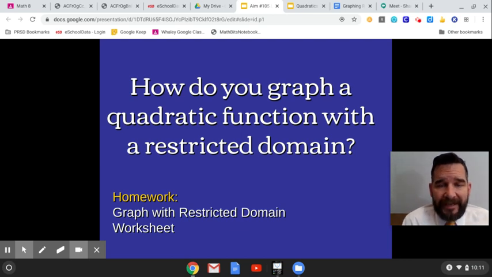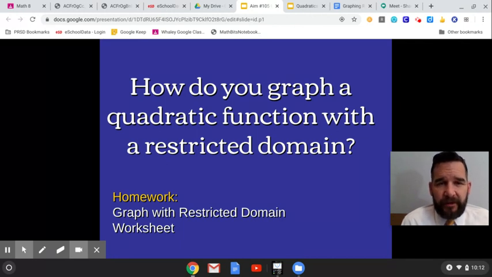Hey guys, welcome back. This will be the last of the new stuff that we can expect to see before we have a quiz on some of this. We've gotten to the point where we've graphed a quadratic function. We've looked at all the special characteristics of it. We've even used our calculator to figure out some of the special characteristics. And now we're going to do one last thing today, and it's actually pretty simple.